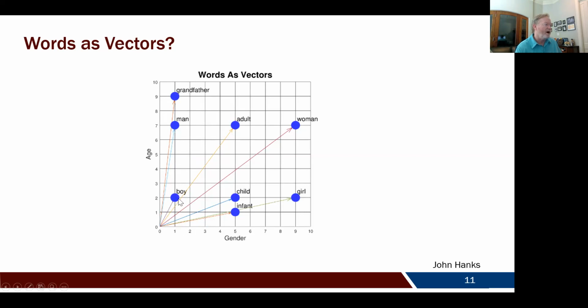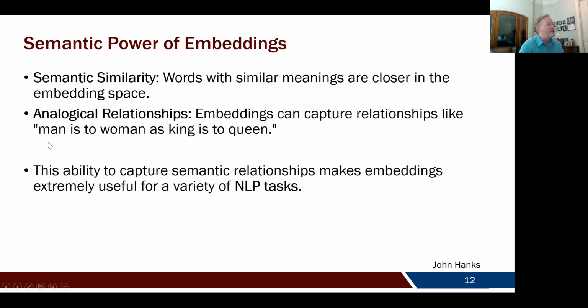X of 1, Y of 2 equals boy; X of 5, Y of 7 equals adult. And also, because of the vectors along the x-axis, we have gender, so there is semantic information. There's semantic power in embedding these terms, and there are algorithms and programs out there that will embed the words for us, and we can include that in the model.